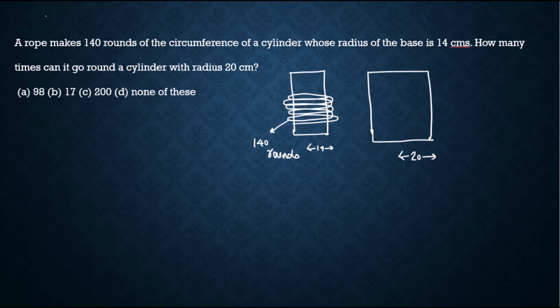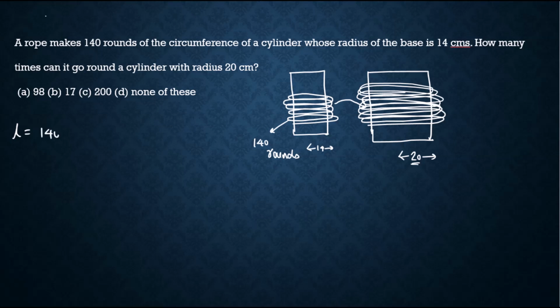Then, if we are using the same rope to rope over the cylinder whose radius is 20 centimeter, we have to find out how many such rounds are possible around a cylinder whose base radius is 20. So, we can easily calculate the length of the rope. The length of the rope equals the circumference covered in one rotation into the total number of rounds.